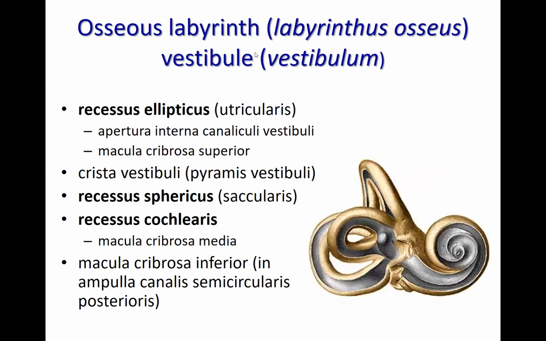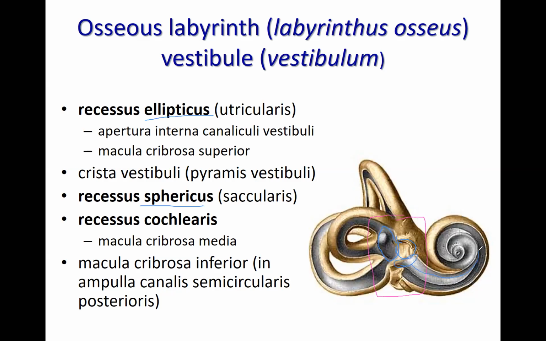So when we open the bony or the osseous labyrinth, what can we see? Within the vestibule, which is here, you can see some smaller structures. The elliptic and spheric recess, something that is round and something that is oval. So you can see these. The cochlear recess is then this opening where the cochlea starts. So you can see the cochlea then here.